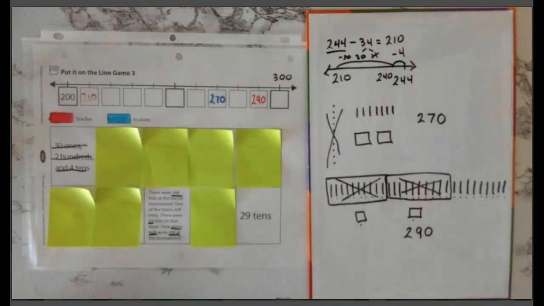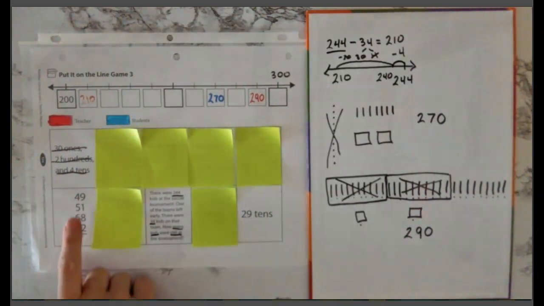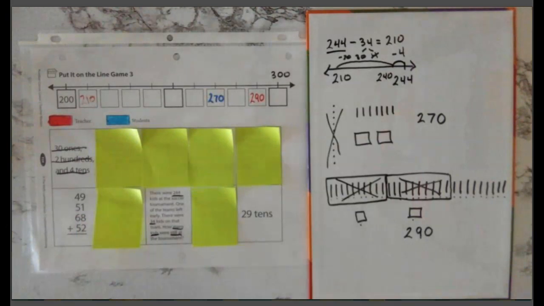All right, your turn again. How about this one over here? All right, we have 49 plus 51 plus 68 plus 52. Wow, that's a lot of numbers to add together. Do you see anything that we could add together pretty quickly that might be kind of simple?